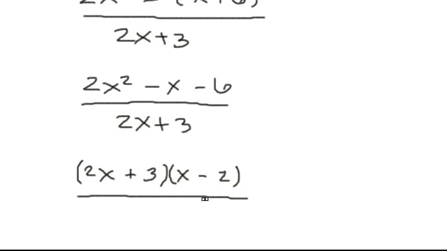Alright. Over 2x plus 3. Now, as you can see here, we're going to be able to cancel the 2x plus 3's out because we got one in the numerator and one in the denominator. So we're looking at this whole thing simplifying down to x plus 2. Or I'm sorry, that's x minus 2. Right, x minus 2.